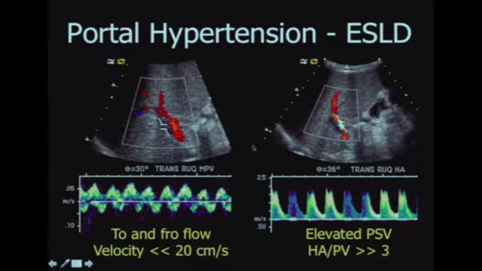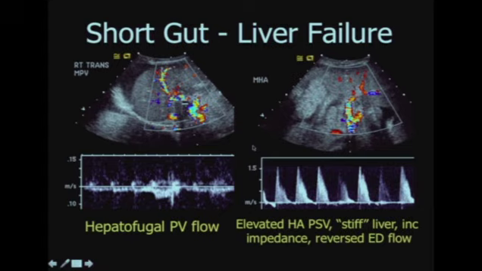which is very abnormal. In this child with short gut and TPN-induced liver failure, you can barely get any flow within the portal vein, and what we can get is hepatofugal. And similarly in the hepatic artery, like the last case, there's elevated systolic velocity, but also look and see that there's abnormal diastolic flow, and in fact reversal of flow in diastole, and that indicates a very stiff liver causing high impedance and this low end diastolic flow.